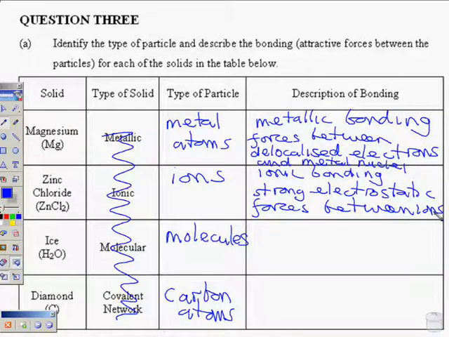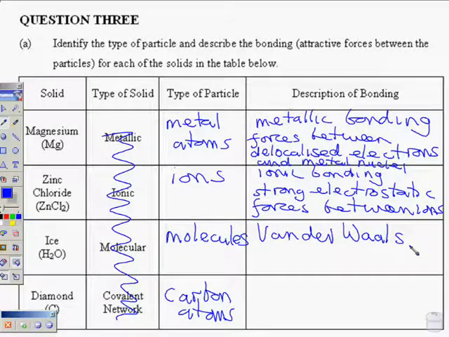What do we say in here? Help me out here. Isaac. Van der Waals. Van der Waals forces. Another famous Scotsman. Diamond. What is the type of bonding here?